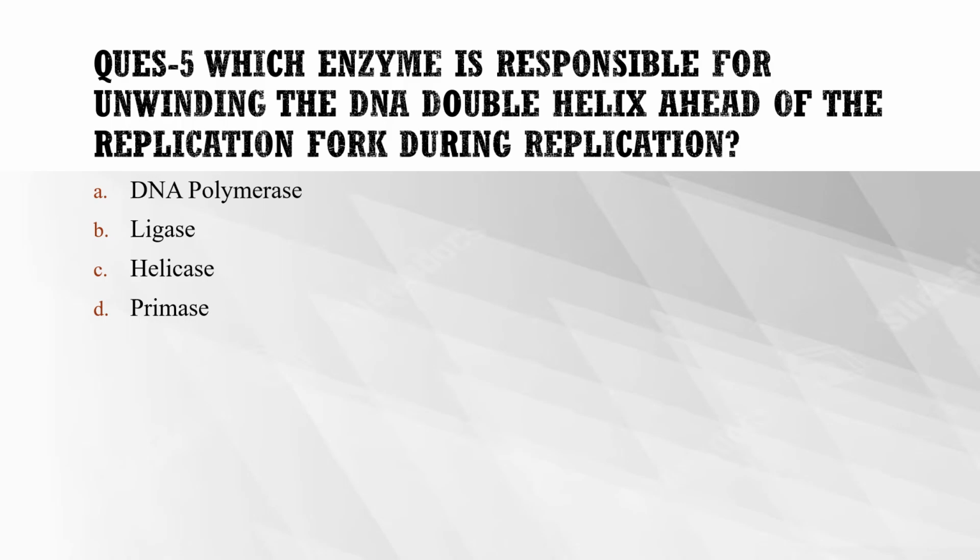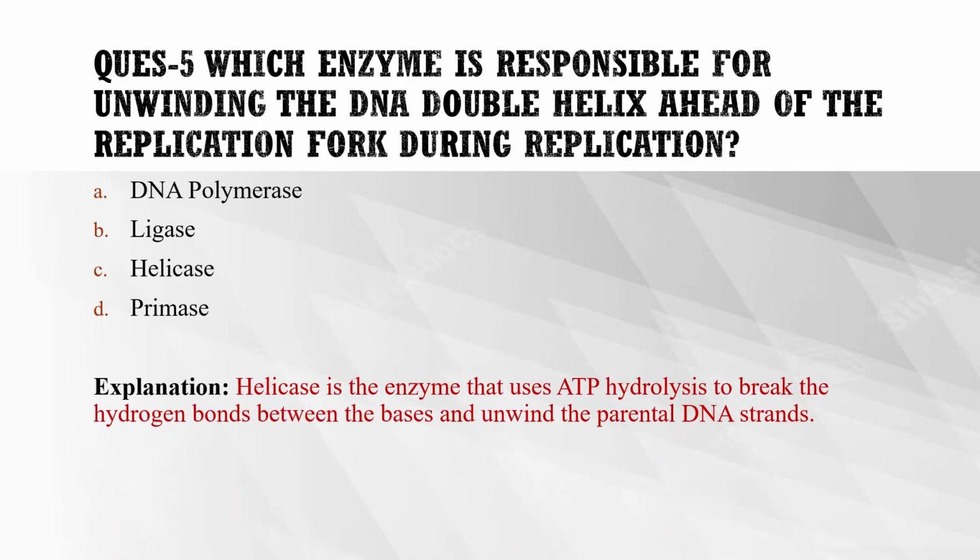Now the fifth question is, which enzyme is responsible for unwinding the DNA double helix ahead of the replication fork during replication? Helicase enzymes unwind the DNA double helix by breaking hydrogen bonds between bases, allowing the replication fork to open during DNA replication. So the answer is helicase enzyme.